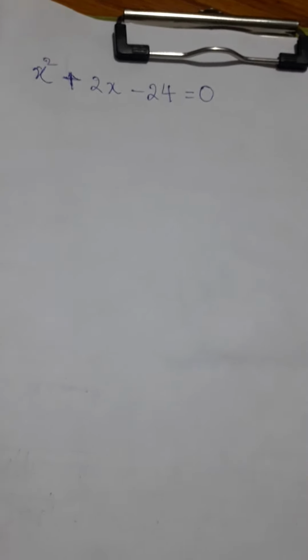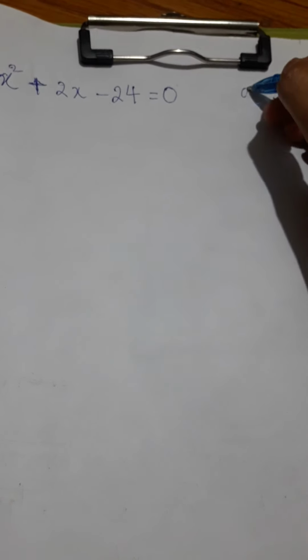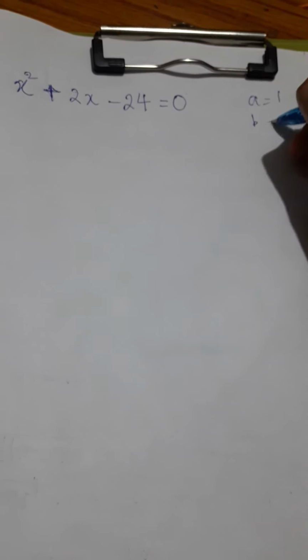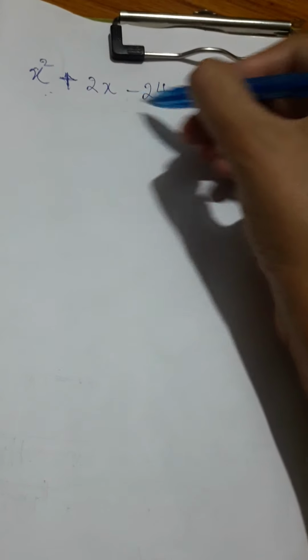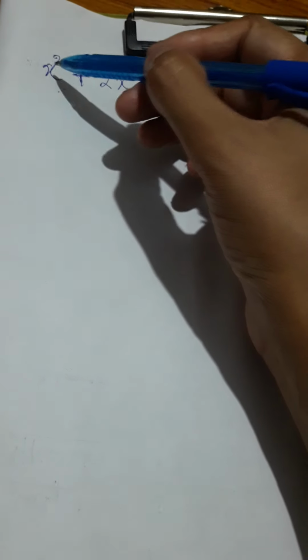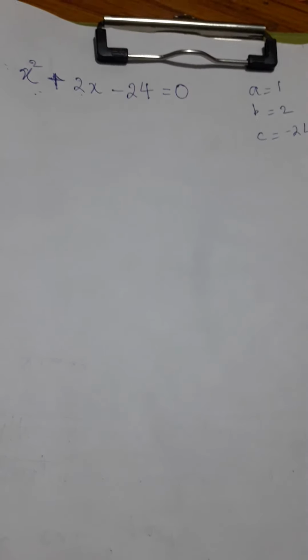And we know Sridharacharya's formula. We know what a is, right? In ax square plus bx plus c, a is 1, which is the default coefficient of x square. b is the coefficient of x, which is 2. And the constant term c is minus 24. We know Sridharacharya's formula, but we will use the factorization method.